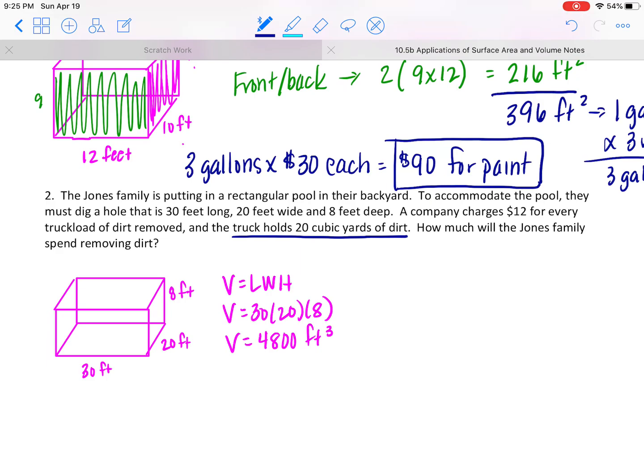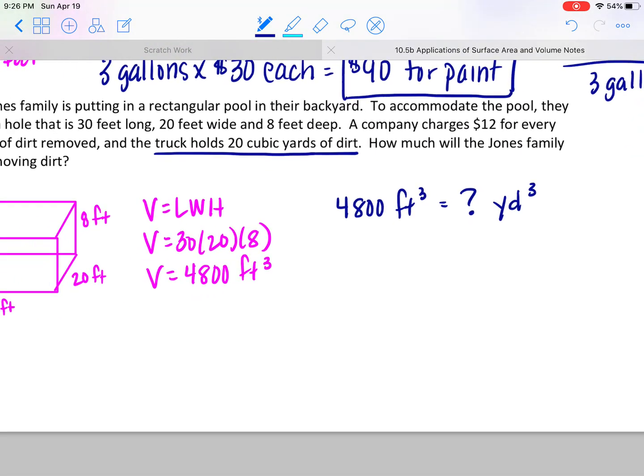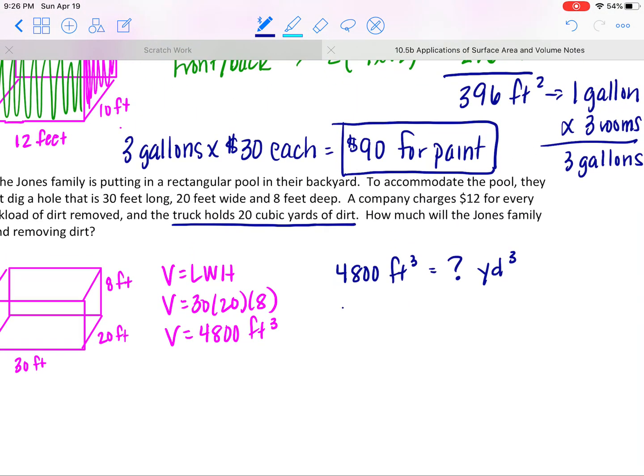All right, so 20 cubic yards of dirt. This is how much dirt we have, 4,800 cubic feet of dirt. We've got to figure out how many truckloads that is. So we have to know 4,800 cubic feet is how many cubic yards. So that's going to be our next step here. 4,800 feet cubed is how many yards cubed, cubic yards. We have to make a conversion here so we can figure out how many truckloads of dirt they're going to be hauling away.